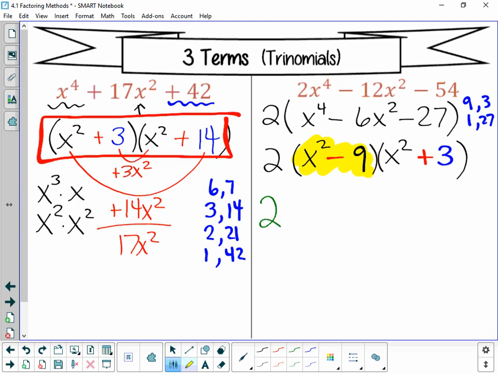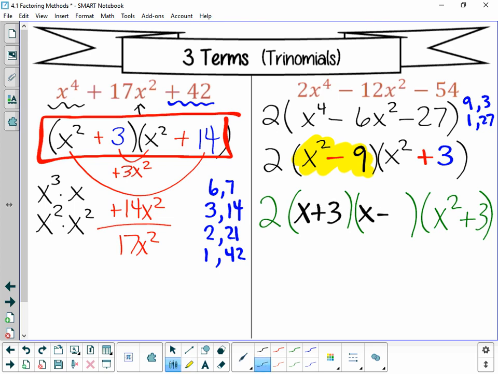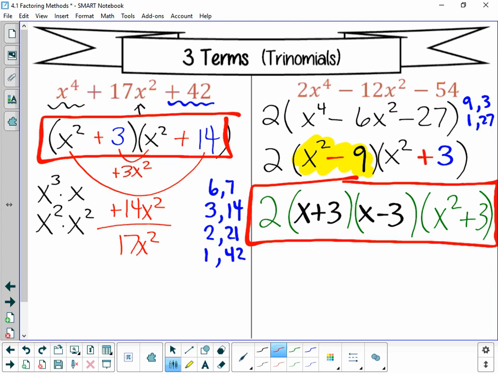We can factor that a little bit more. So we still have a 2. We can factor that x squared minus 9 into a couple of factors, and we'll still have an x squared plus 3. There's not much I can do with that. But x squared minus 9 factors as an x plus 3 and an x minus 3. So look for those cases where you may be able to factor a teeny bit more. So all in all, we have 4 factors there. We have 2, we have x plus 3, we have x minus 3, and we have x squared plus 3.